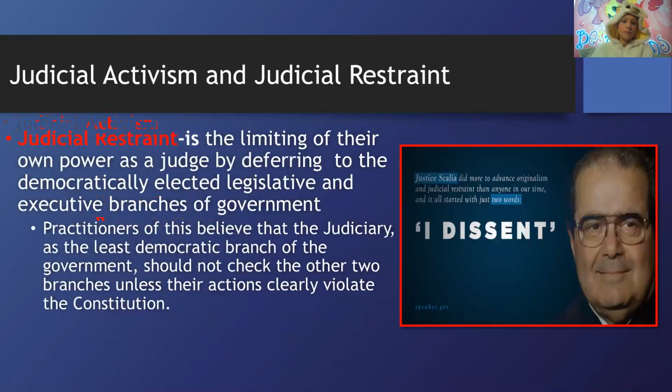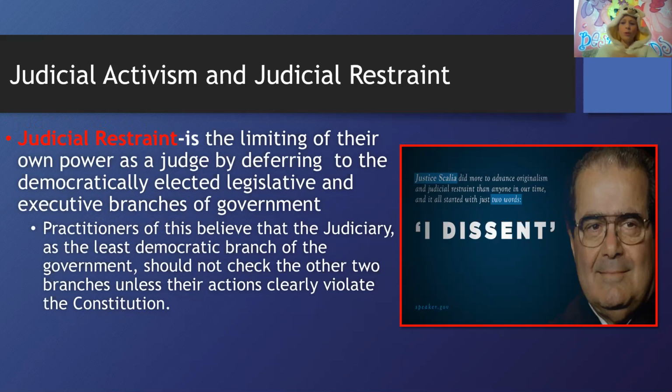Okay, so judicial activism and restraint. Let's talk about that restraint end. Judicial restraint is limiting your power as a justice by the words of the Constitution. Meaning you're boxing yourself in, which means you're losing power because you are using everything in the Constitution as your guide. Whatever it says, it's the law.